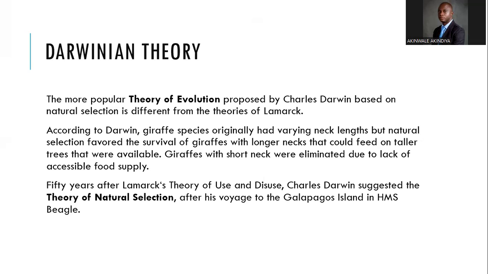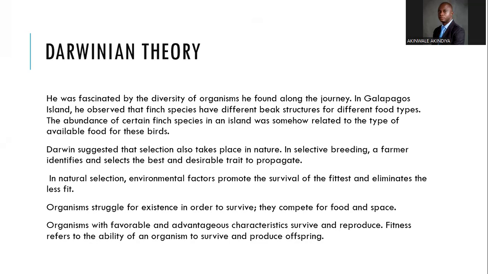So 50 years after Lamarck's theory of use and disuse, Charles Darwin suggested the theory of natural selection after his voyage to the Galapagos Islands in HMS Beagle. It makes sense. He was fascinated by the diversity of organisms he found along the journey. In the Galapagos Islands, he observed that finch species have different beak structures for different food types. So the abundance of certain finch species on an island was somehow related to the type of available food for these birds. So this is the theory of survival of the fittest.